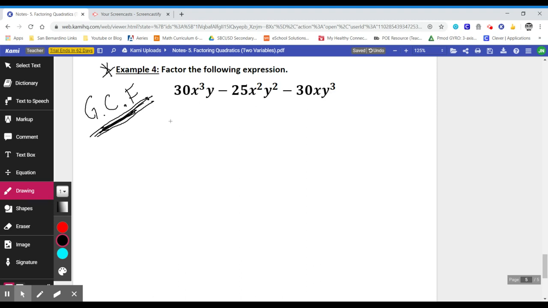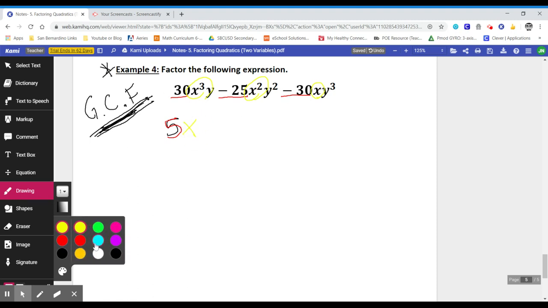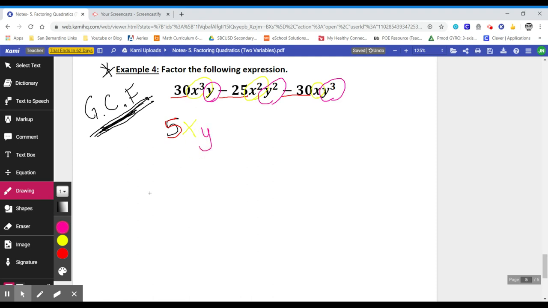So now that I've spilled the beans on that, the greatest common factor between these three: you can take out a 5 from all of these, right? That came from the first terms, the 30, the negative 25, and the negative 30. So that's where the 5 came from. Now, looking at x to the power of 3, x to the power of 2, and then x, I can take out an x from all three. And then finally, what can I take out of the y's? I have a y here, 2 y's there, and then 3 y's there. I can also take out a y. So ultimately, we're going to have this factored out as 5xy and then some other stuff inside.